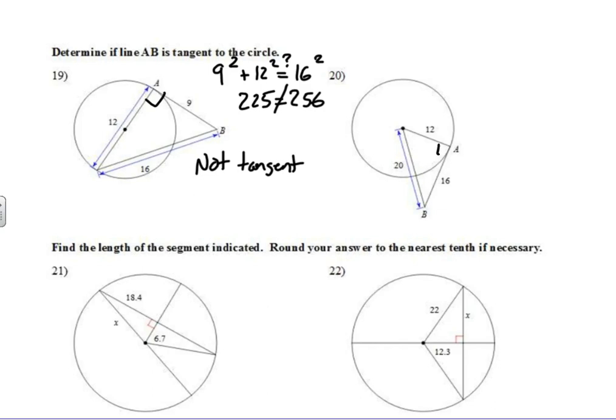So would this one be a right triangle? Is 12 squared plus 16 squared equal to 20 squared? Okay, so 12 squared plus 16 squared is 400. 20 squared is 400. So yes, AB is tangent.